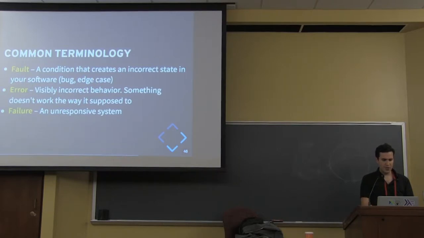So there are three different terminologies. Fault: a condition that creates an incorrect state in your software. A lot of times you have software that, despite best efforts, is faulty because you didn't account for this particular edge case. Haskell is particularly good at mitigating these kinds of errors because as long as you have warnings up checking all the pattern matches, you will know that you're dealing with all the edge cases. And as long as you're not using partial functions, you know that you're dealing with edge case scenarios, at least on the data structure side of things.